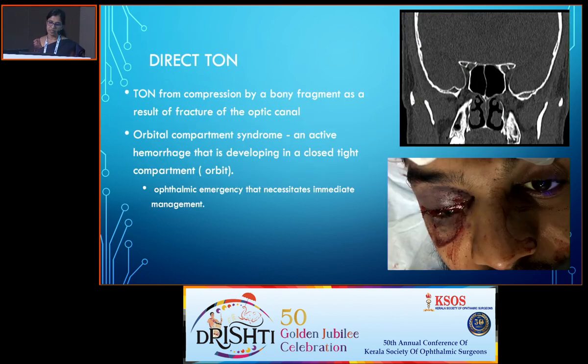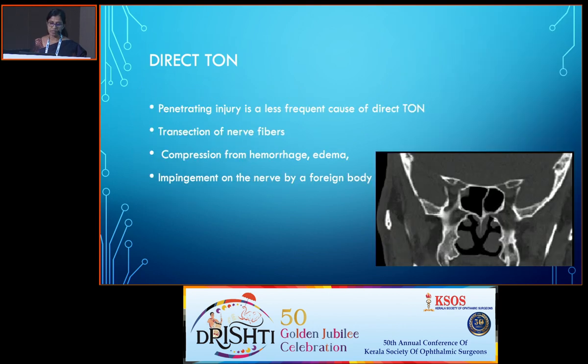Direct optic neuropathy can be either due to impingement by a bony fragment or due to orbital compartment syndrome due to hemorrhage. Orbital hemorrhage is an ophthalmic emergency that is an indication for immediate surgical management. And direct optic neuropathy can be due to penetrating injury or transection of nerve fibers, or compression from hemorrhage, edema, or impingement by a foreign body.